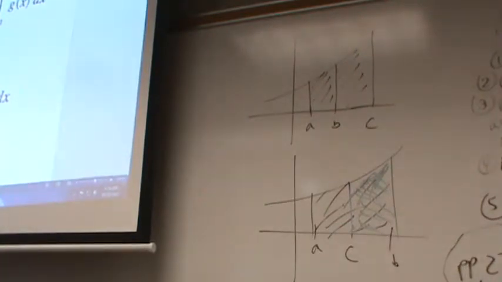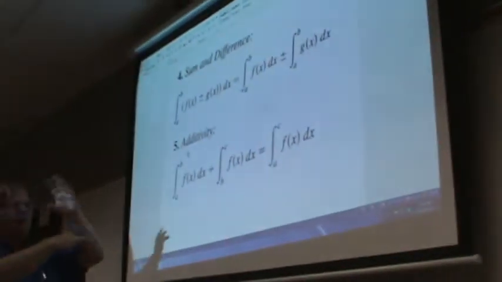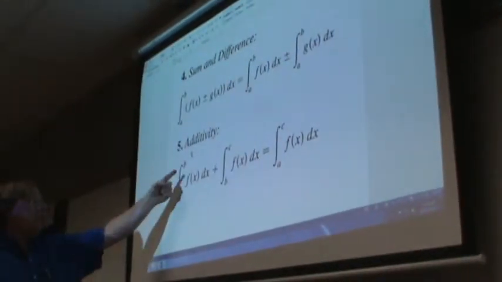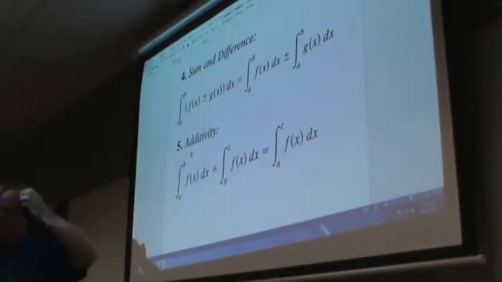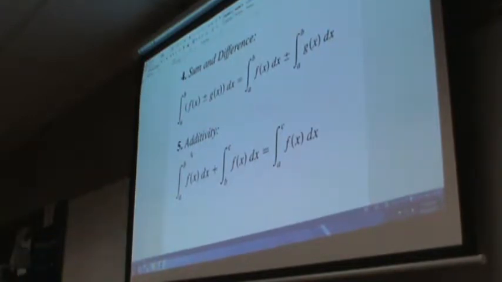Good for you guys. So it doesn't matter what A, B, and C are. It doesn't matter how they're arranged. A to B plus B to C gets you A to C. You guys believe? Okay, let's look at rule number 6. Please read the min-max inequality rule.